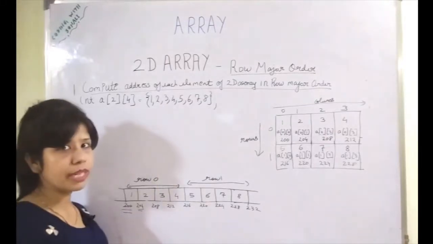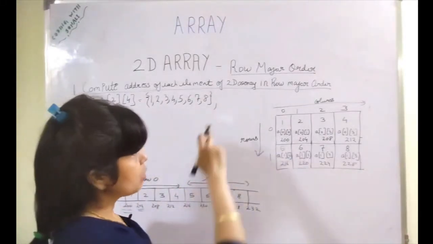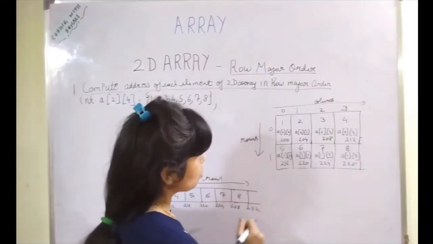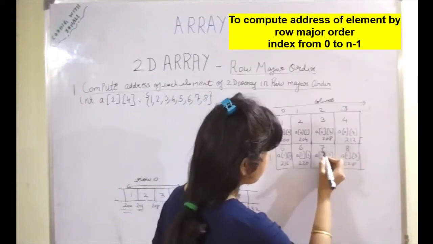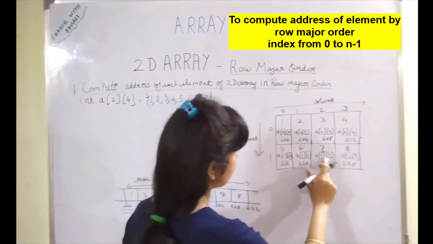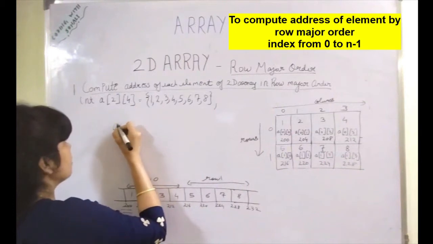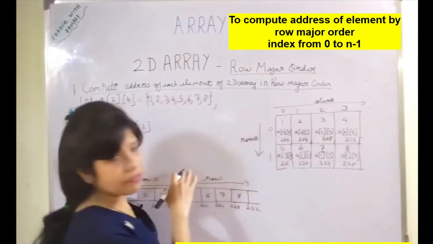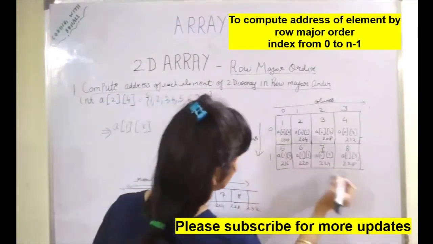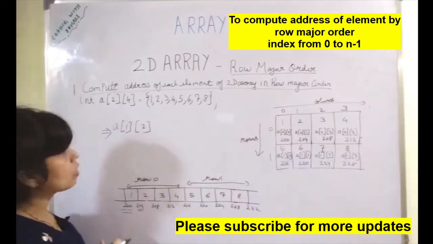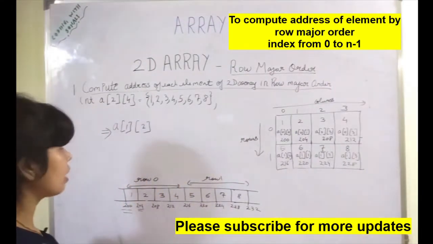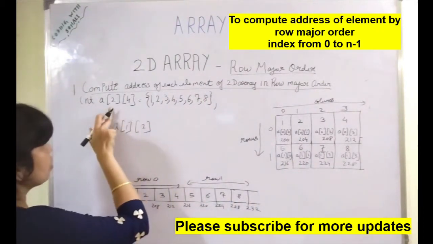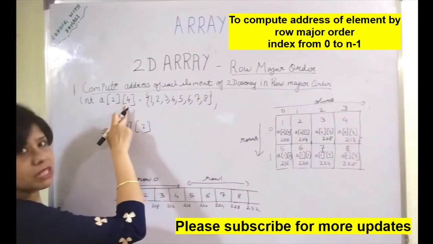Now we will see how to calculate the address of an element using the row major order, and how to draw the formula for it. Suppose I have to calculate the address of this element, that is 7, and we are given this index. Whatever formula we draw, the result we should get is 224. For that, what inputs do we know in order to calculate the address of the element 7? First of all, you know that the number of rows is 2 and the number of columns is given as 4.